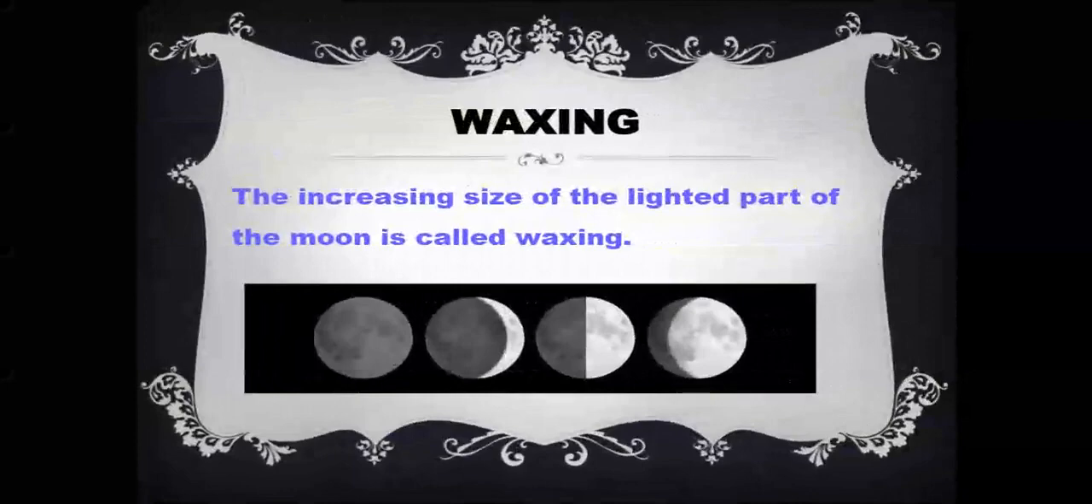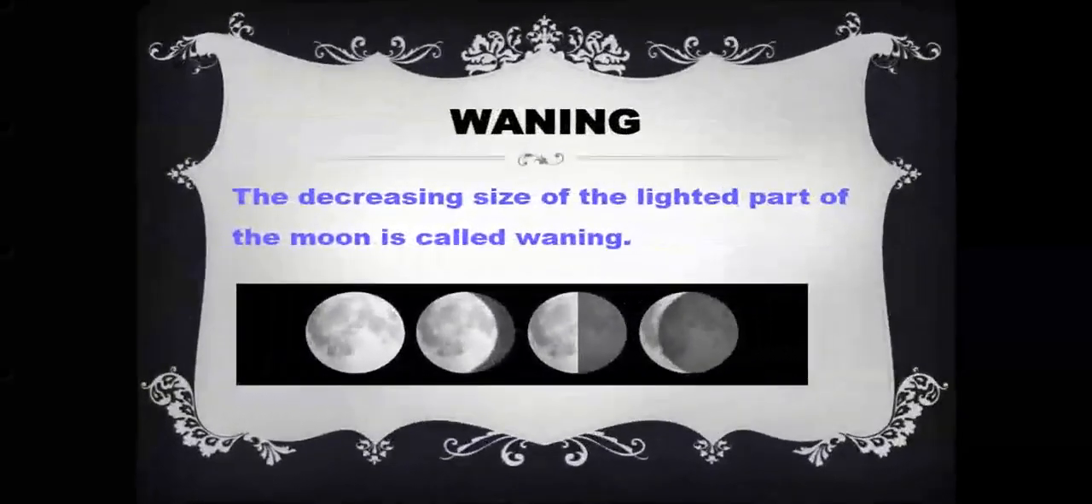And children, after this, the cycle reverses and the size of the moon decreases again. So this decreasing size of the lighted part of the moon is called waning. You can see in the picture that after the full moon, the moon again moves to gibbous, then half, then crescent, and finally the new moon phase. So you have to understand this, children, that while taking the complete round of the earth, moon completes both the waxing and the waning cycle.